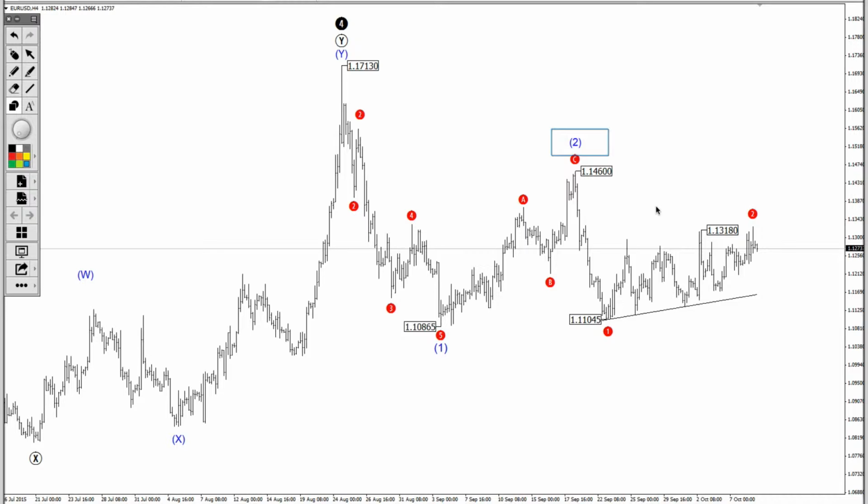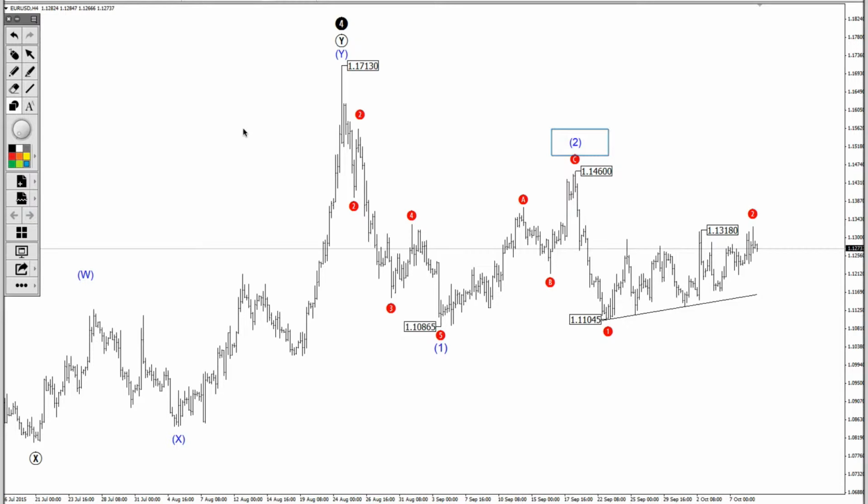So more upside is expected here. The price action has a bullish bias and I would look for more upside on Euro USD. So perhaps we see a move towards the 114 peak, maybe even higher than that if this is the starting C wave on Euro USD.